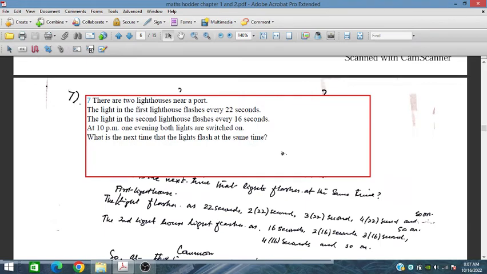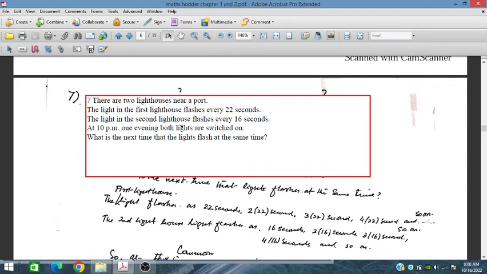Similarly, for this question number 7, there are two lighthouses near a port. The light in the first lighthouse flashes every 22 seconds. The one light blinks with a period of 22 seconds. Initially it starts at t equal to 0, and then it becomes 44, and then 66, and then 88.